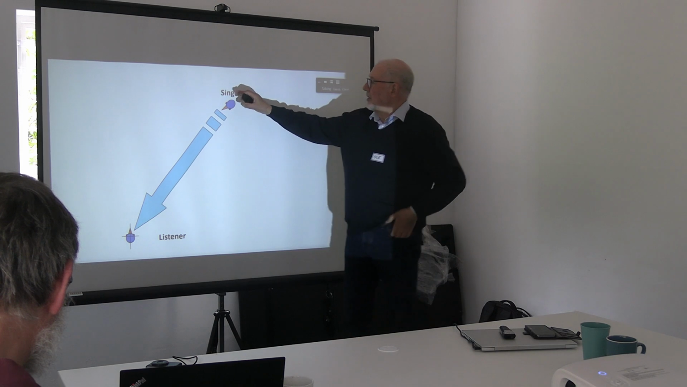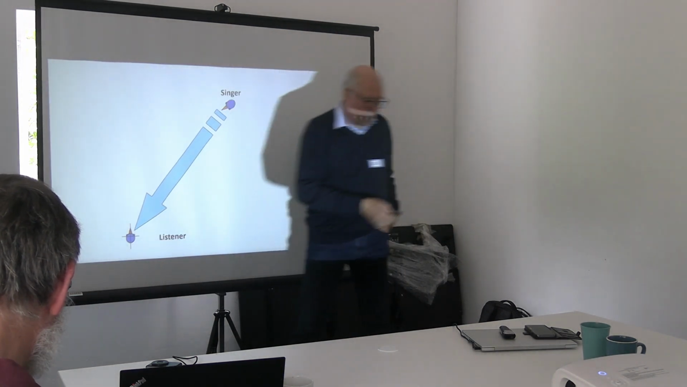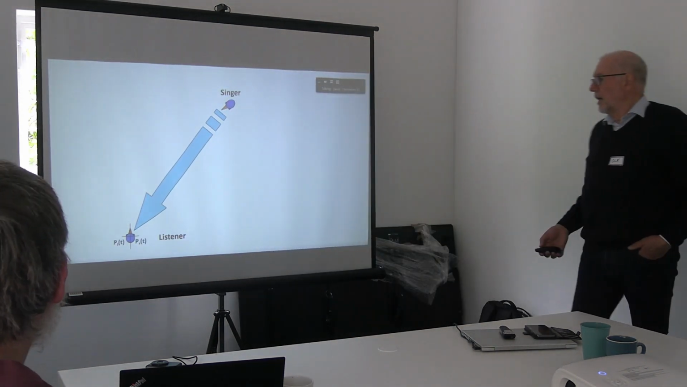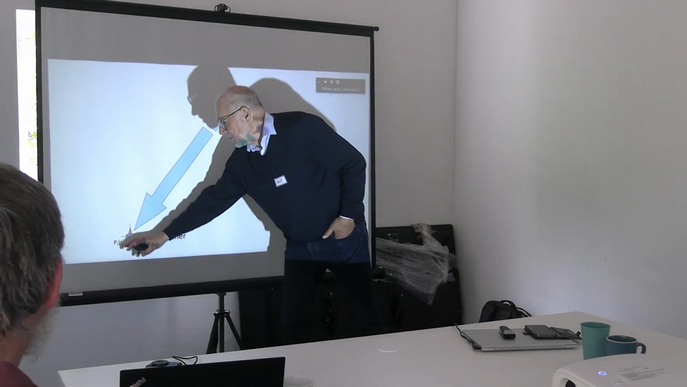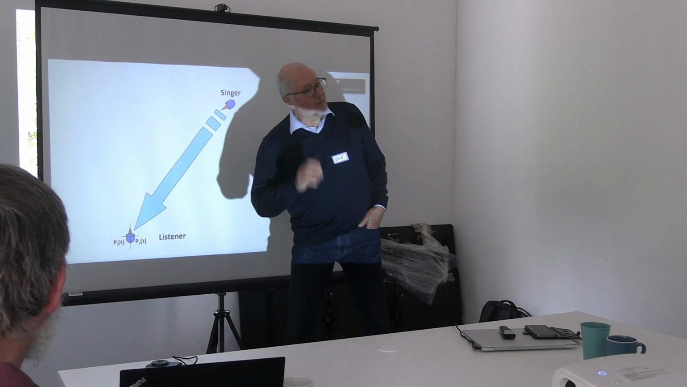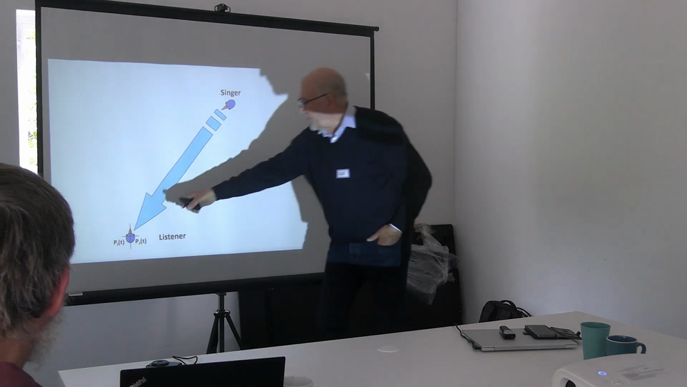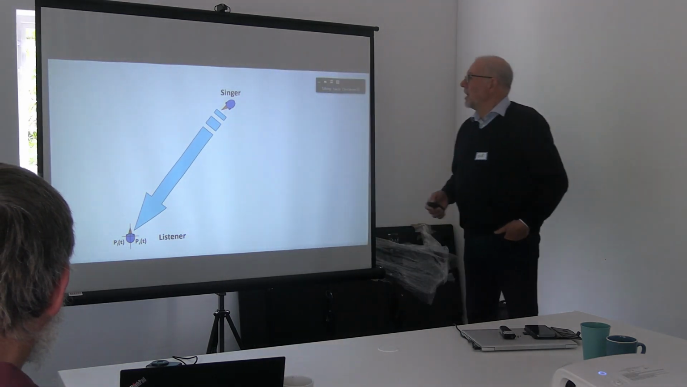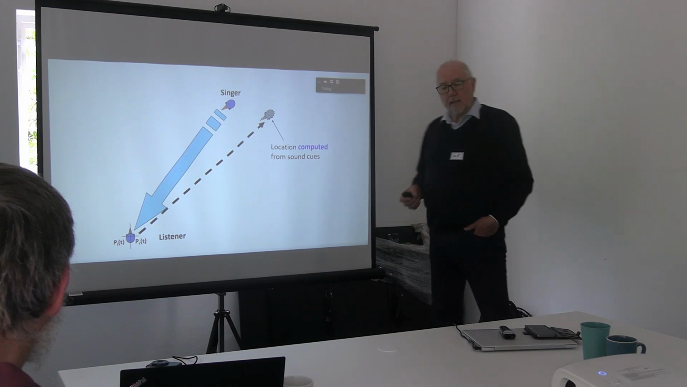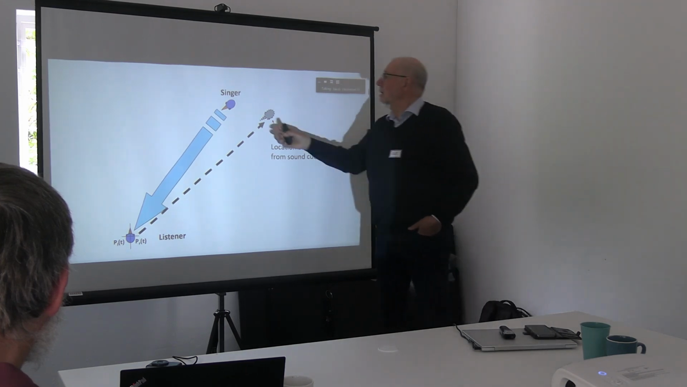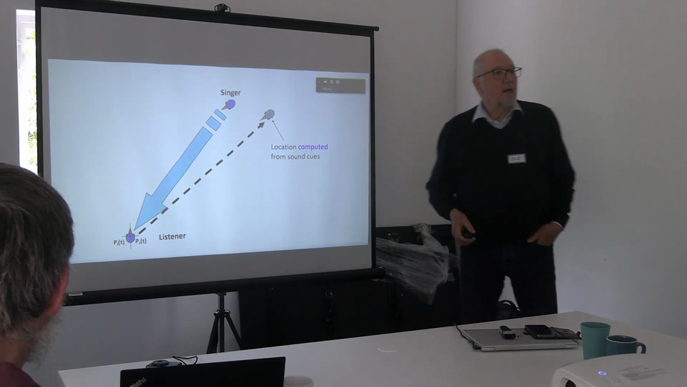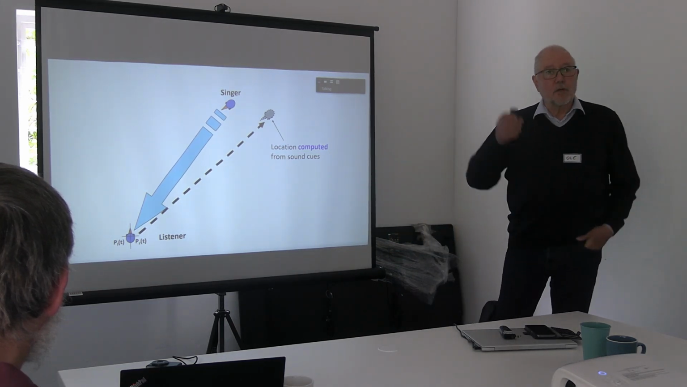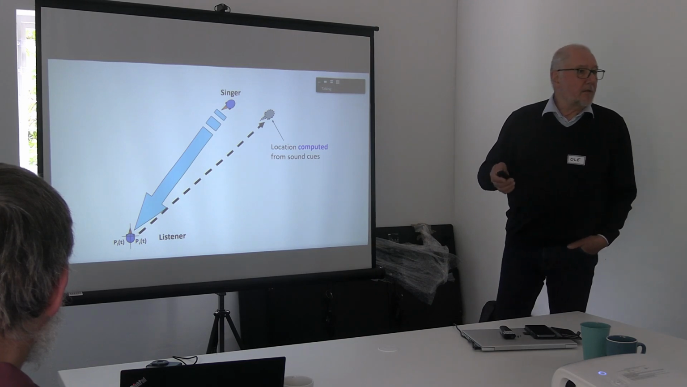So if we have a singing bird here and a listening bird here, you get variations in sound pressure at the two ears as a function of time. And from that, you compute the location of the singer. And that may be different from the real one. But then, of course, you have your eyes to instruct your ears of where the position is.